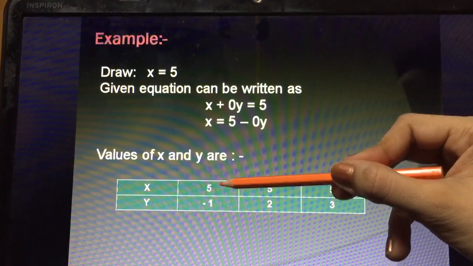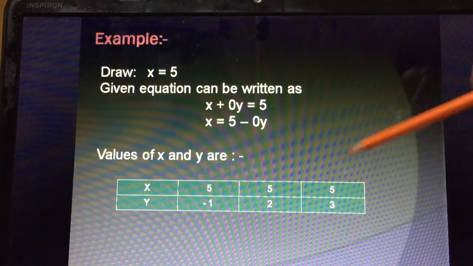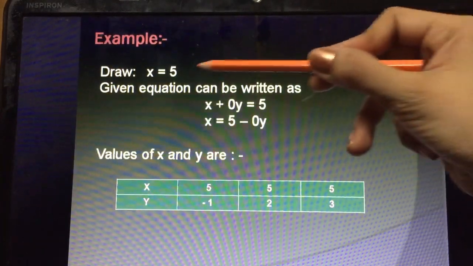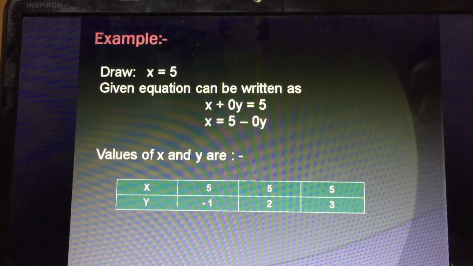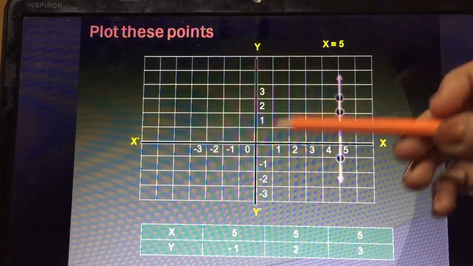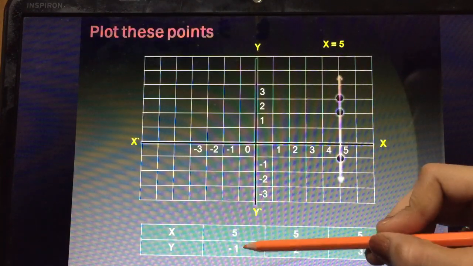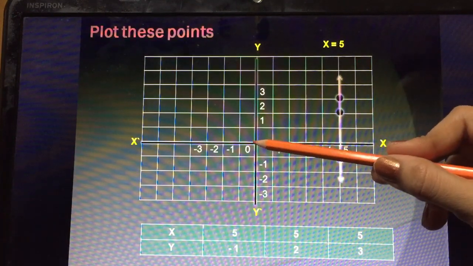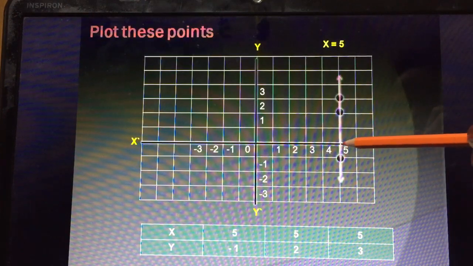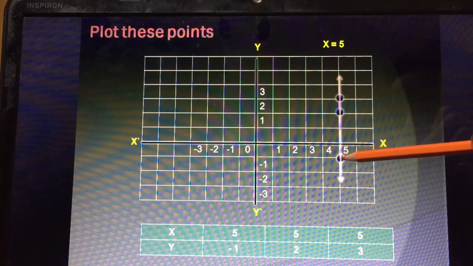So (5, -1), (5, 2), (5, 3), we have found out 3 ordered pairs for this given equation. Now we'll plot these ordered pairs on the graph paper. The first one is (5, -1), that means 5 of x and -1 of y. So 0 से 5 right की तरफ move करेंगे, this is your 5, and then -1 of y. -1 means down here, this is your -1. So this will be the coordinate (5, -1).